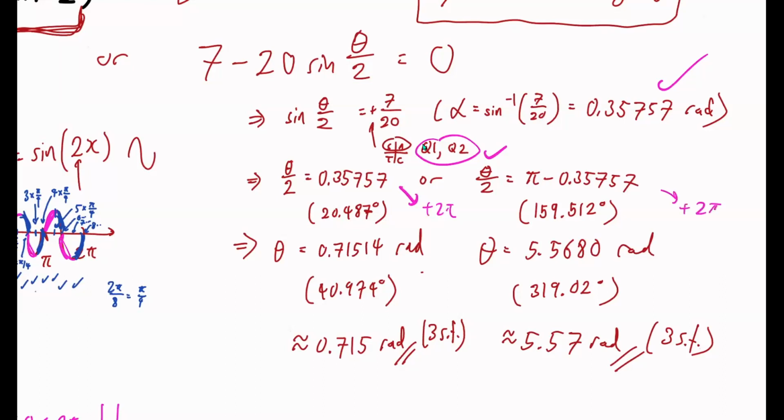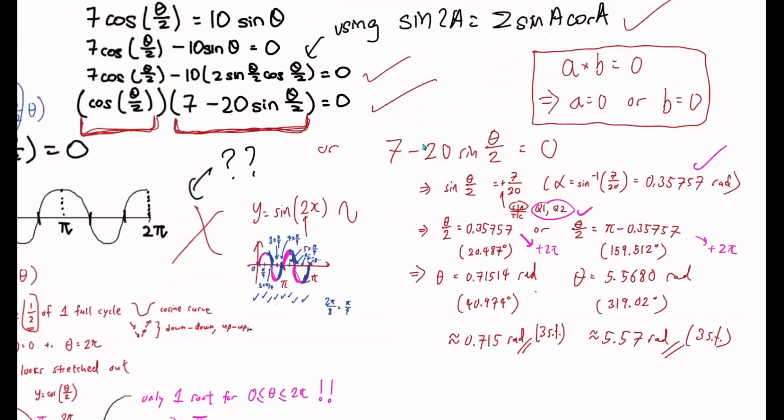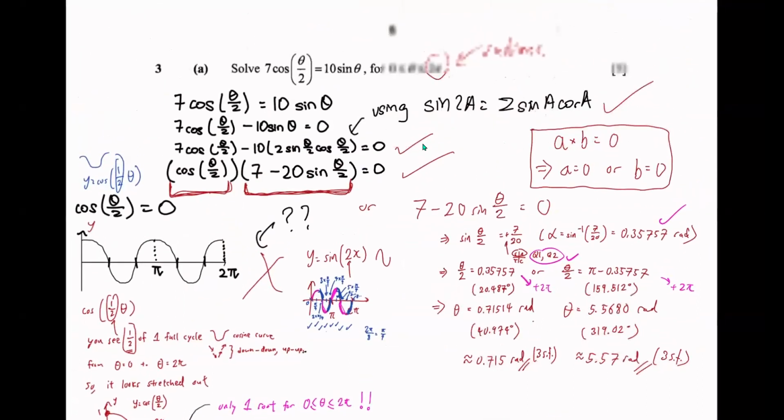You're asking me, how do I know how many 2 pi's I need to add? The answer is very simple. You look at the domain here. Guess and check a little bit. Domain is the allowed values of theta, the input to the function.